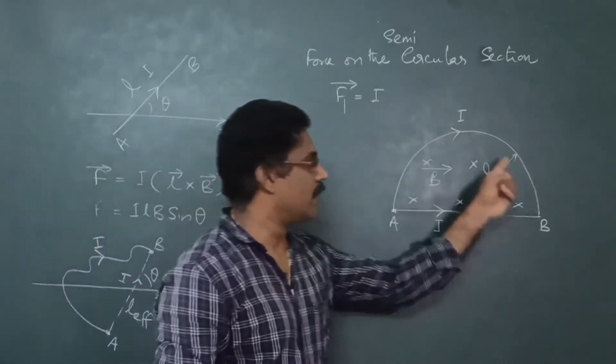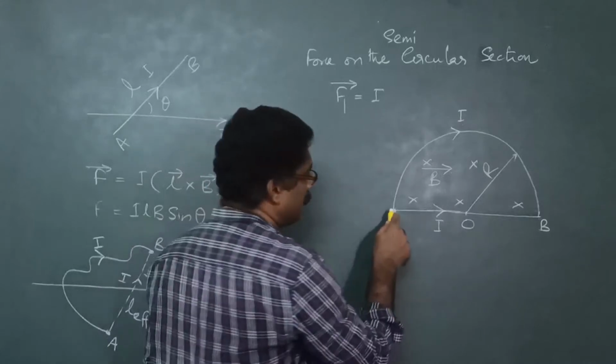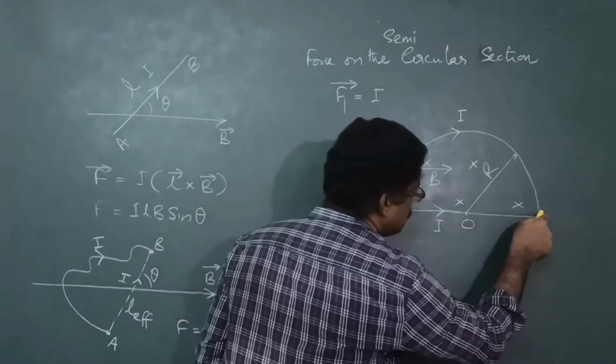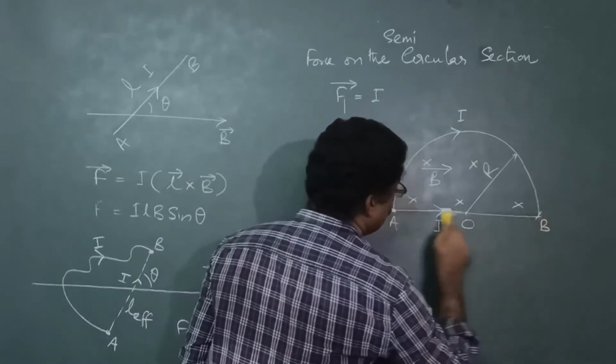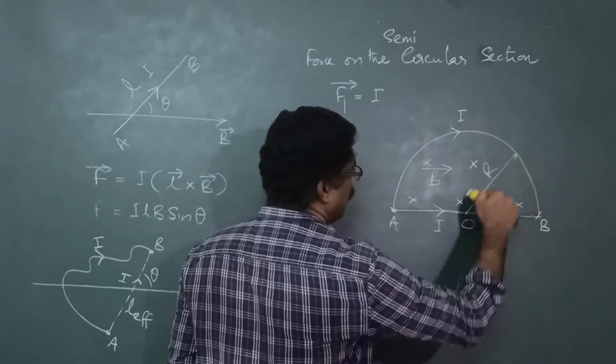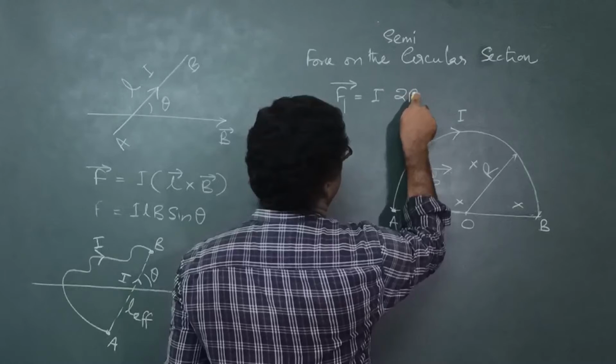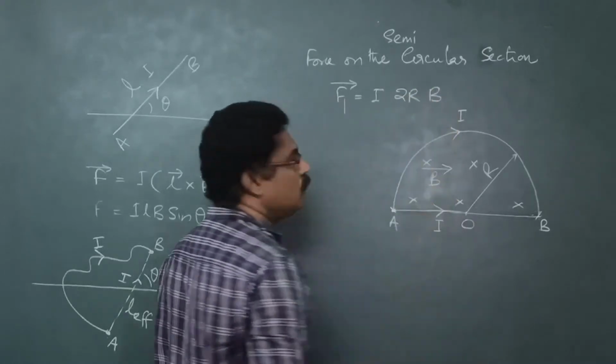Since it is not a straight line segment, you have to consider the effective length. What is the effective length? This is the one end, this is the other end. The effective length is this one. So this is the diameter, that is 2r. Radius is r, so the diameter is 2r. So the L effective is 2r into B into sine theta.